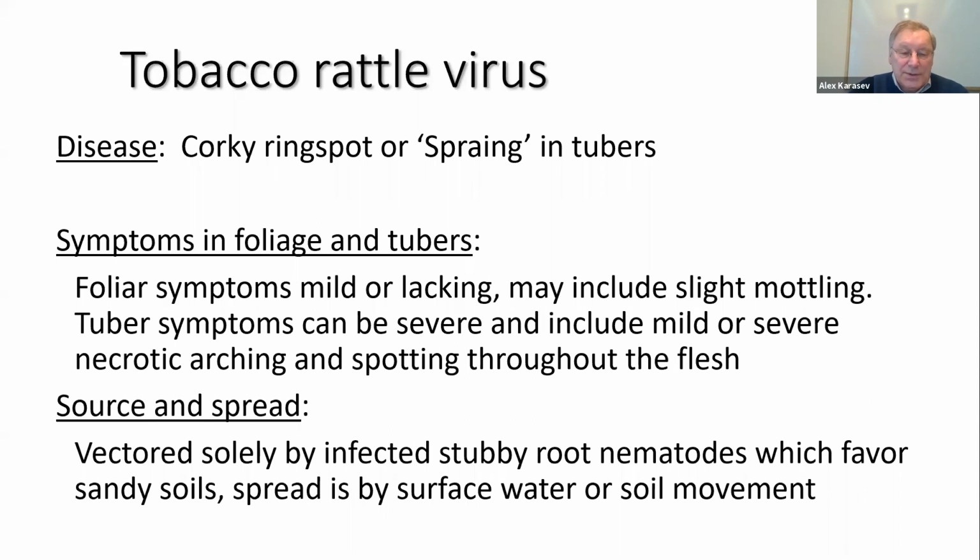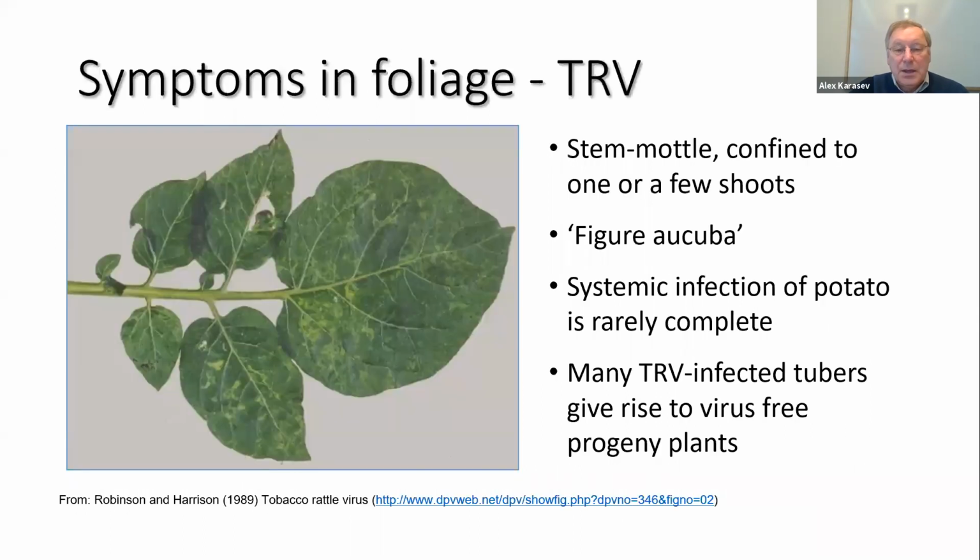This particular virus is vectored exclusively by stubby root nematodes, which favor sandy soils and can be spread by surface water or soil movement, typically for any kind of nematodes. If symptoms are visible in foliage, that's how they can look. So these are symptoms called stem mottle, confined to one or a few shoots, and sometimes called figure of Cuba.